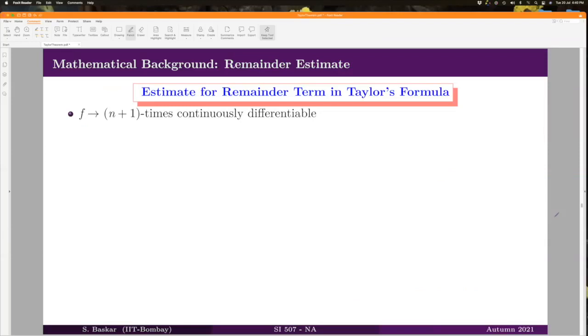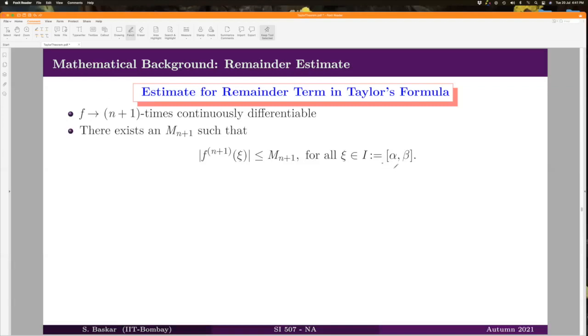Next, let us see how to find the estimate for the truncation error involved in the Taylor representation. As given in the Taylor's theorem, we have to assume that the function f is n plus 1 times continuously differentiable, because the truncation error involves the n plus 1th derivative of the function f, and it will be comfortable if the n plus 1th derivative of the function f is continuous. Therefore, we have to assume that f is n plus 1 times continuously differentiable.